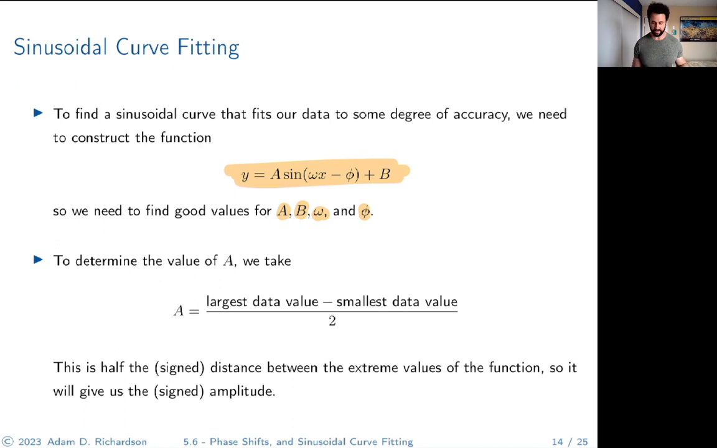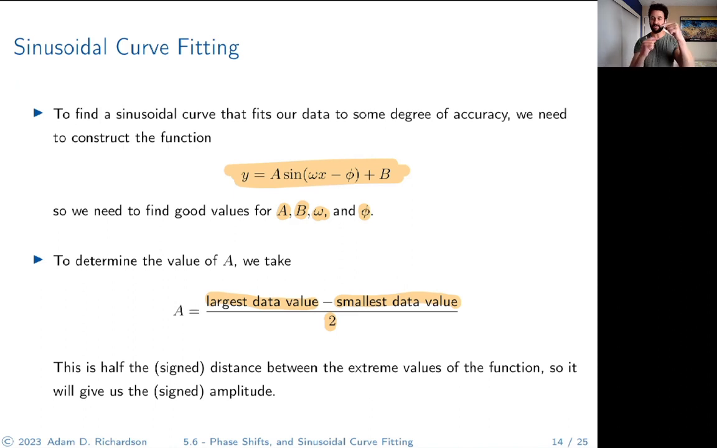So to determine the value of a, what you do is you take the largest data value, subtract the smallest data value, and divide by 2. All right? So why does that always work? You should always be asking such questions, like, why is that a good way to construct a? Where did you come up with that? Why does that make sense?